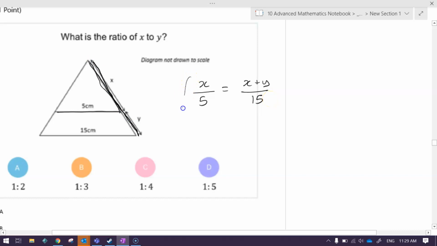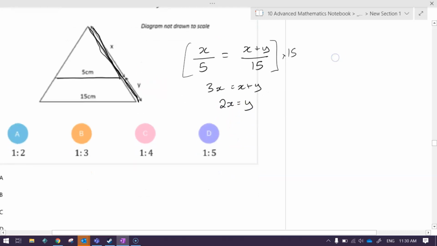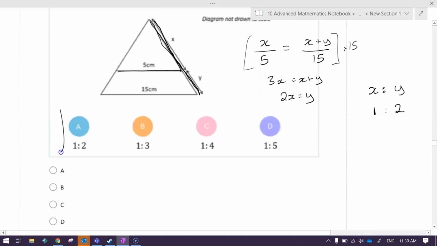I'm going to get rid of my denominators by multiplying by 15. That's always nice. So we end up with 3x equals x plus y. Subtract x from each side. 2 lots of x equals y. So we want to have the ratio of x to y. Well, if x equals 1, what's y going to equal? You can see from the equation y is going to equal 2. So it must be 1:2.